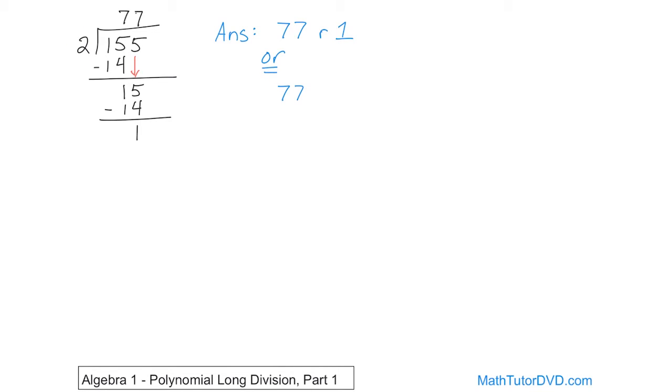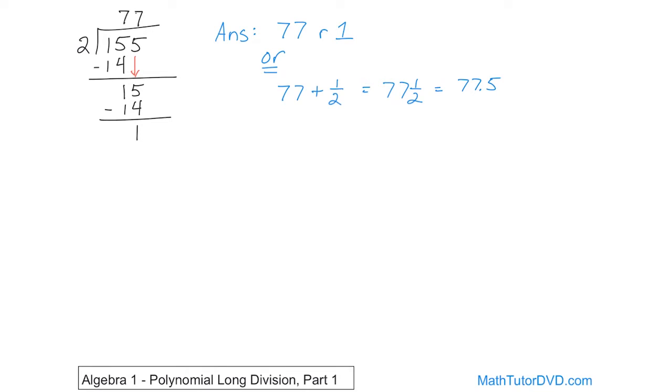So you would say that the answer is 77 plus 1/2, or 77 and 1/2, which is typically how you write mixed numbers, remember that. And of course, 1/2 is 0.5, so it's 77.5. So if you take this number, 155, in a calculator and divide by 2, you're not going to see remainder 1. You're going to see 77.5.